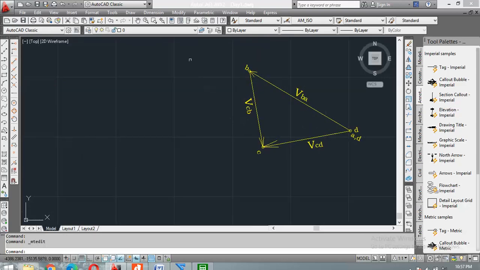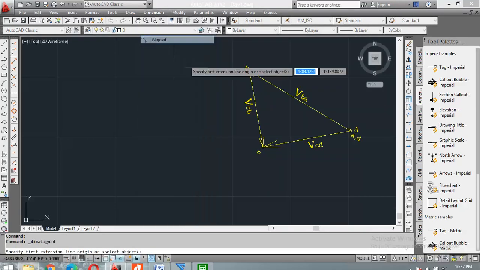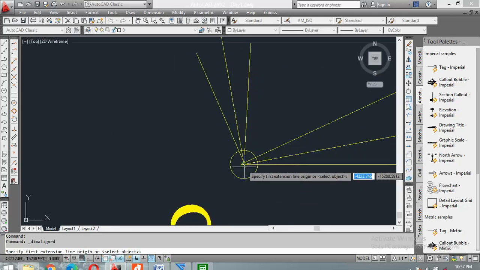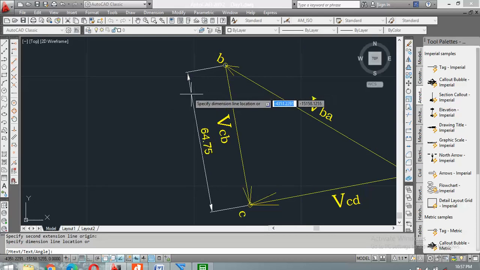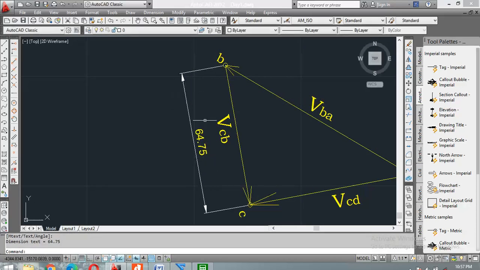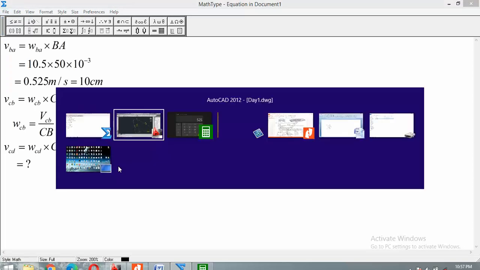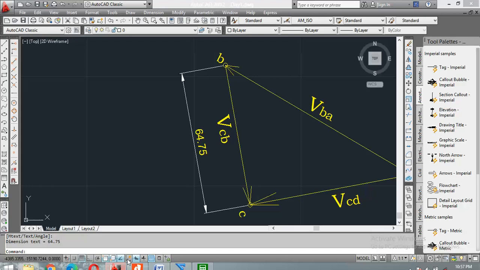So let us find out the dimension. This vector represents the VCB. So let us take the measurement of this VCB. That is indicating 64.75. So I am considering this as 64.75, divided by the CB distance.